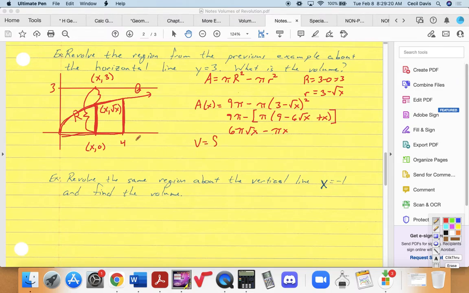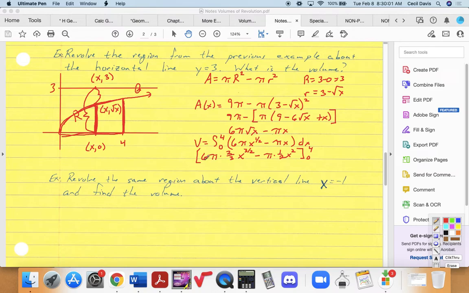We're slicing perpendicular to the x-axis. So in terms of x, where do I start and where do I stop? 0 to 4. Right? Of 6 pi x to the 1/2 minus pi x dx. So that'll be 6 pi times 2/3 x to the 3/2 minus pi times 1/2 x squared, all from 0 to 4.